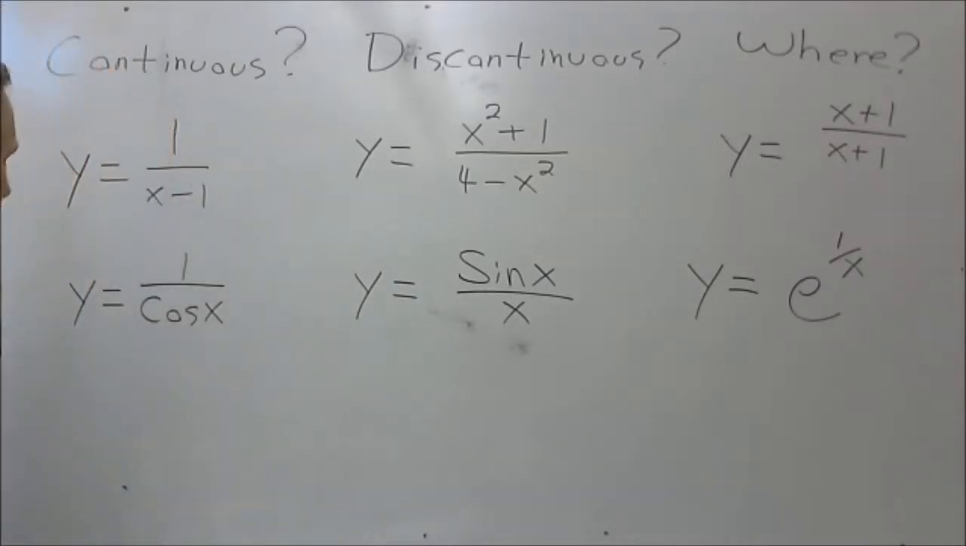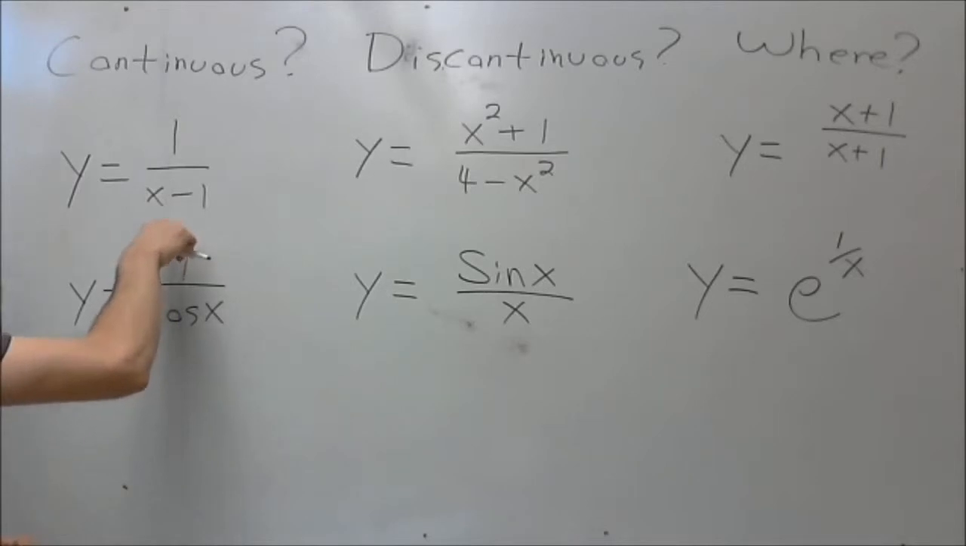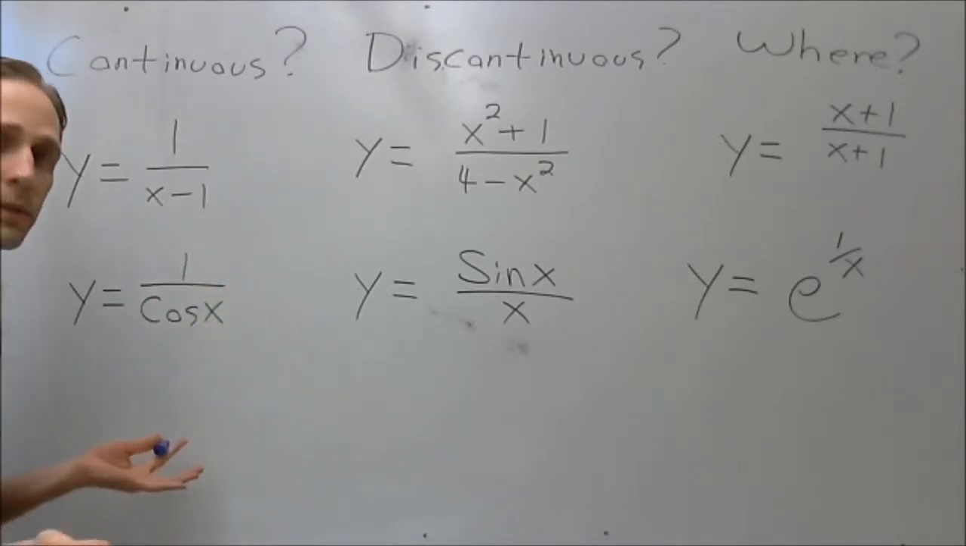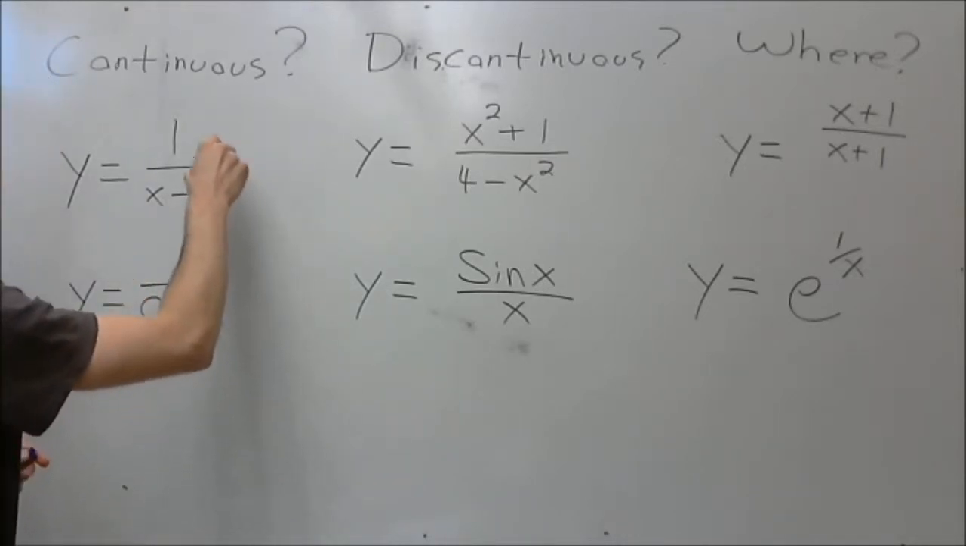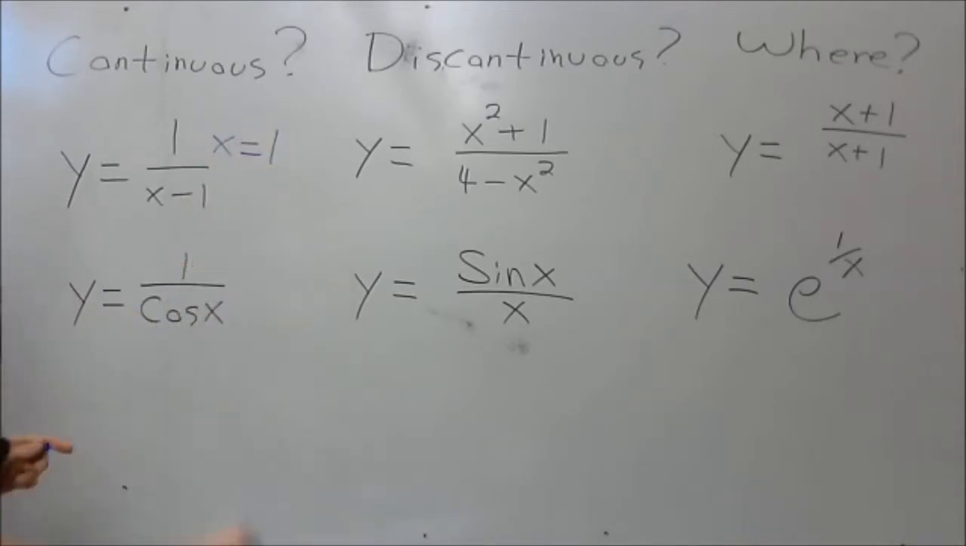So just from looking at this, I'm asking where are these functions discontinuous? These functions all have discontinuities. This thing is discontinuous at x is 1. It's got a vertical asymptote. Forget about it. So you would just say discontinuous at x is 1.